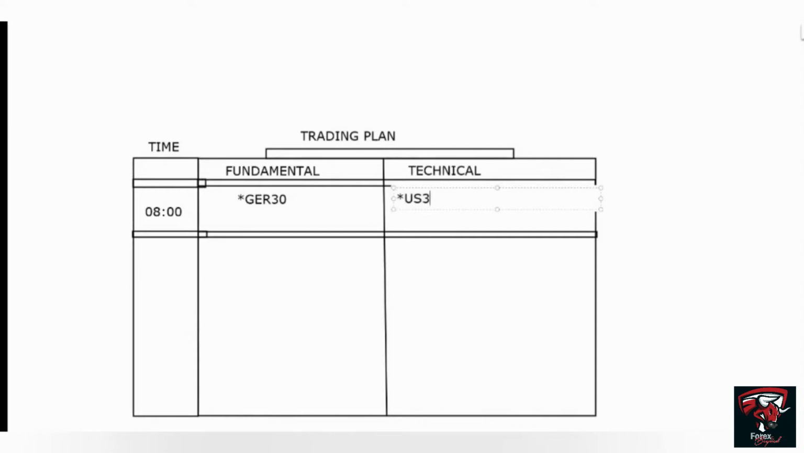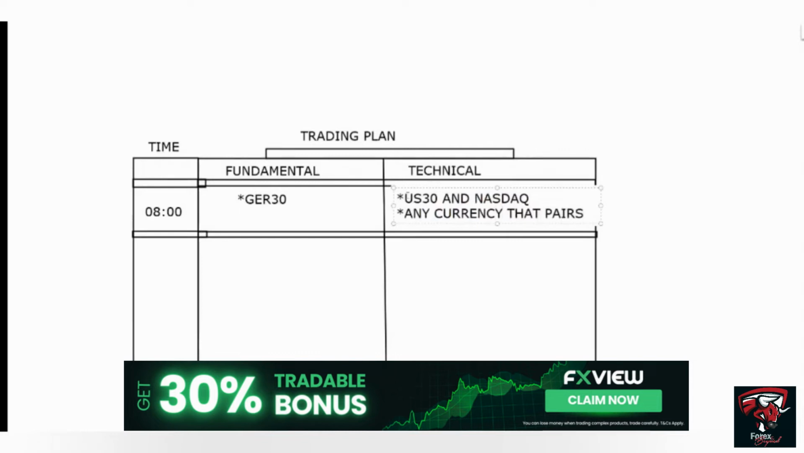US 30 and Nasdaq. More preferable one, US 30. And then the other thing, any currency pair, any pairs that pair with GBP and JPY, they move, guys. They move and they move properly. They can give you proper profits. Don't think they don't move. They will move as well. Any currencies that pair with GBP or JPY, whatever direction they take, they will continue taking that direction.